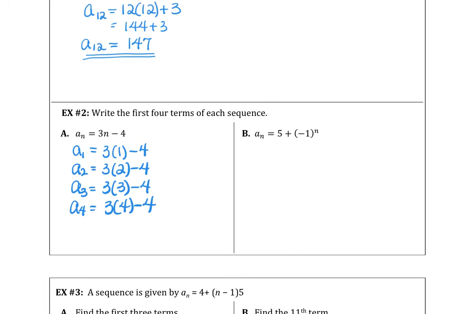For example 2, you're given the explicit formula for part A, and your job is to write the first 4 terms of the sequence. So just like example 1, our n term tells us which term in the sequence we're finding. So 1, 2, 3, 4 would be our substitutes for the variable n. Working through that arithmetic, you should end up getting the sequence -1, 2, 5, and 8.